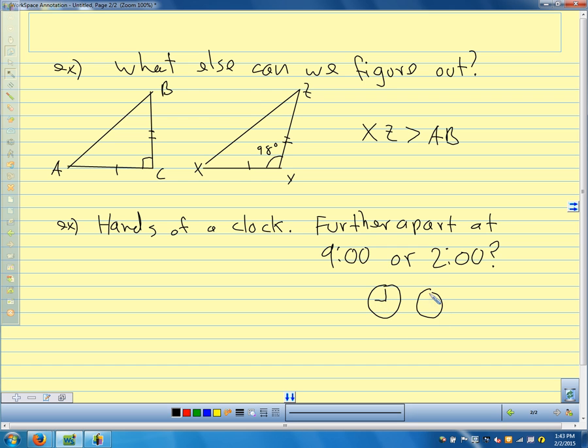And at 2 o'clock, or like so, this angle is smaller, so the distance between the tips of the hands of the clock has to be smaller, so they're further apart at 9 o'clock. That's all. That's really all this hinge theorem is telling us. This angle is bigger, so this side has to be bigger.